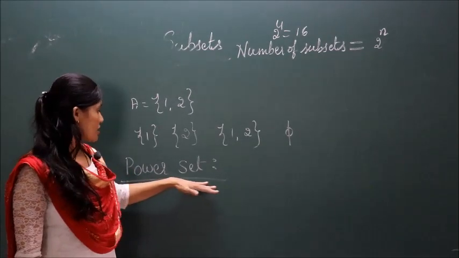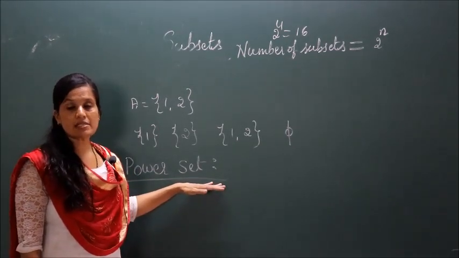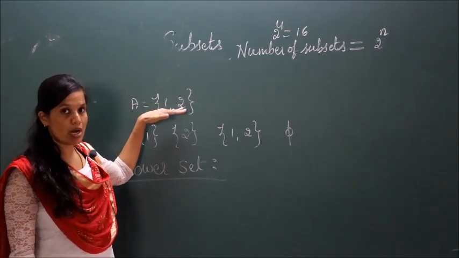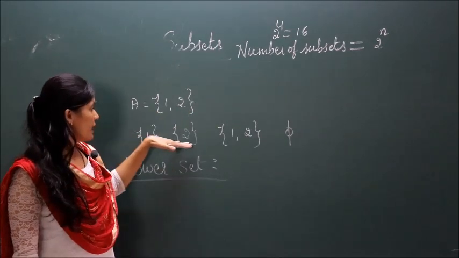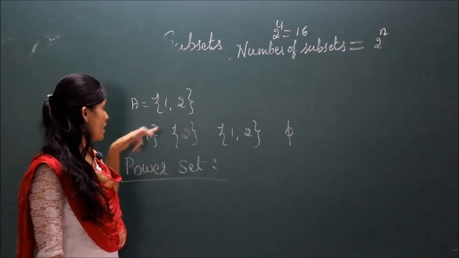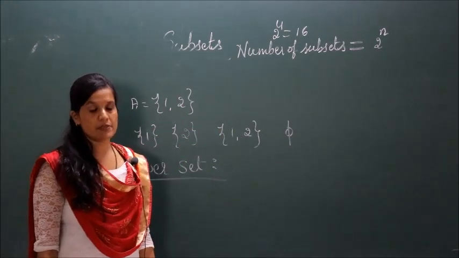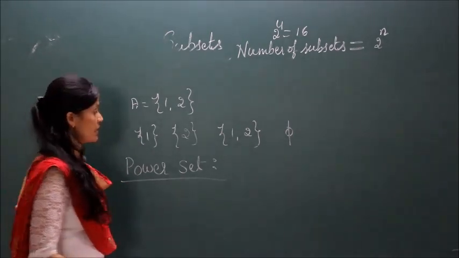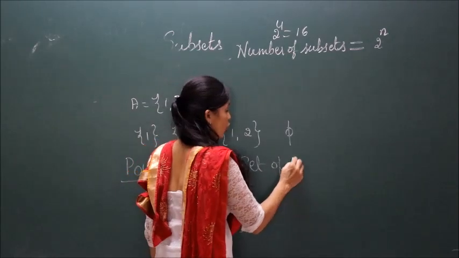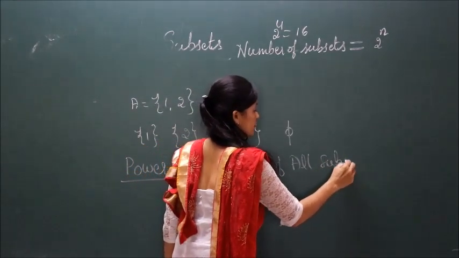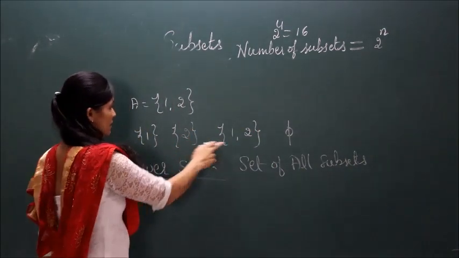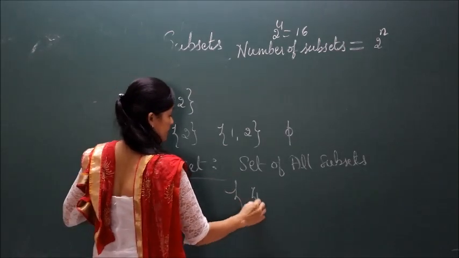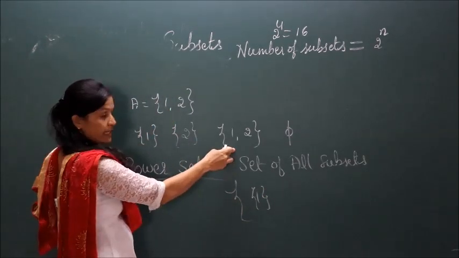So now we are going to the next concept, that is power set. What is a power set? See this, consider the set A with elements 1, 2. So I have listed out its subsets. So how many subsets does it have? 4 subsets. The set of all subsets is called the power set. Set of all subsets. So these are the subsets. The set of all subsets, I can consider this as a set again.